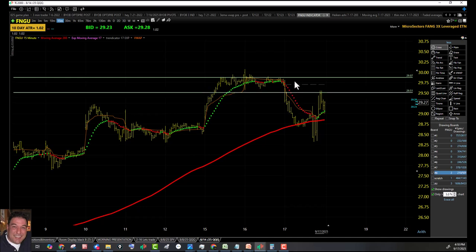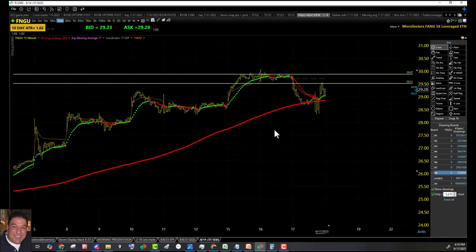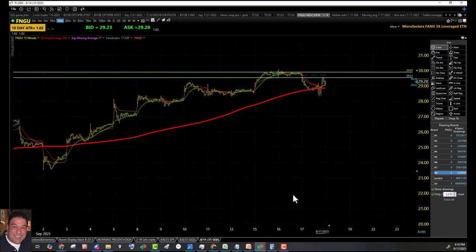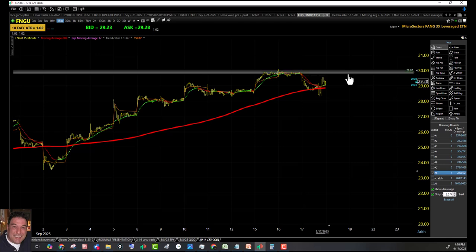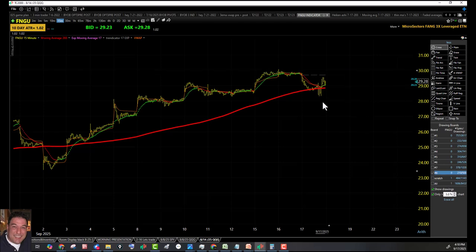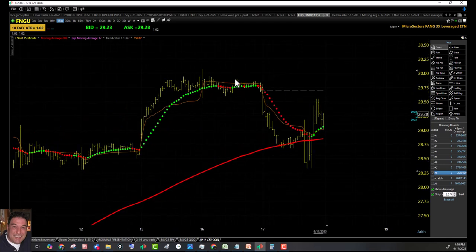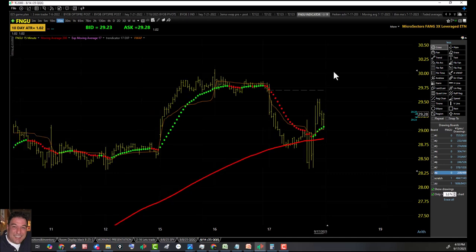Did they print a new all-time high? No, they did not. So FNGU still in a downtrend, but bullish because it's up over this 200 SMA, and it's up at the top of quadrant 4, so that's bullish. But the 15-minute chart is in a downtrend. They could easily negate this by taking out this high right here on the 15-minute chart.